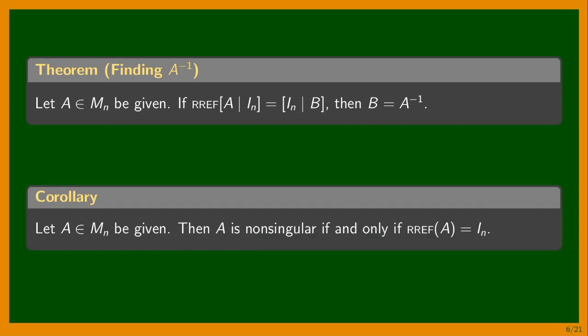It follows from this algorithm that an n by n matrix A is non-singular if and only if it reduces to the identity matrix as its RREF, because of this portion. After performing elementary row operations, you will have an inverse if and only if this matrix reduces to the identity matrix. So this gives us a necessary and sufficient condition for a matrix to be non-singular, or for a matrix to have an inverse.